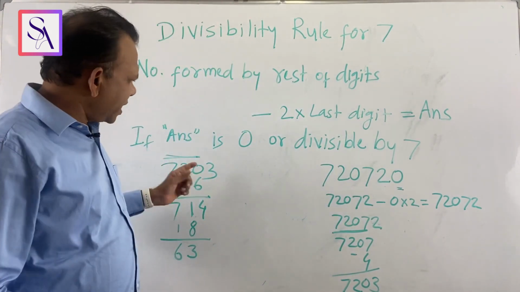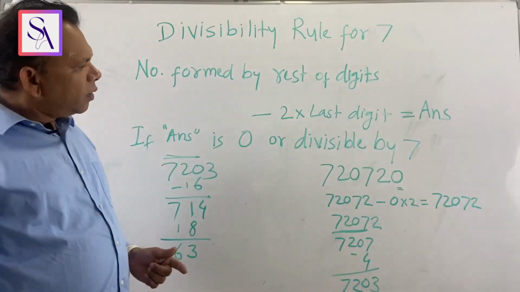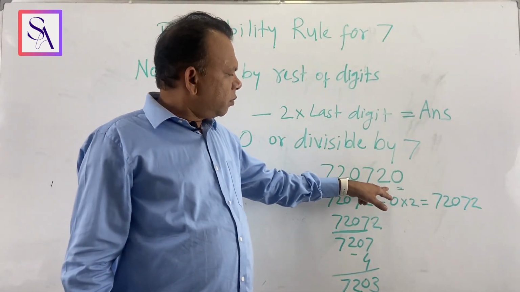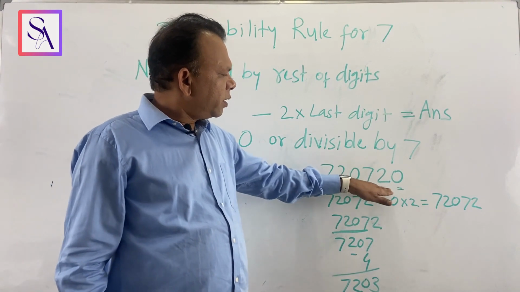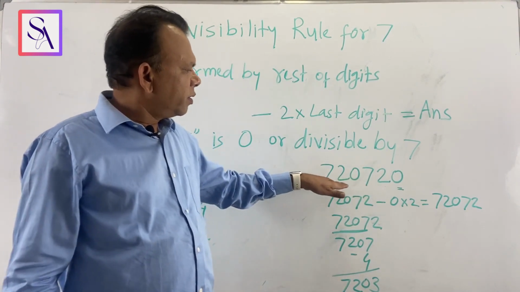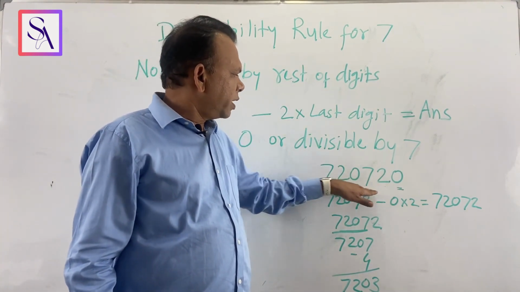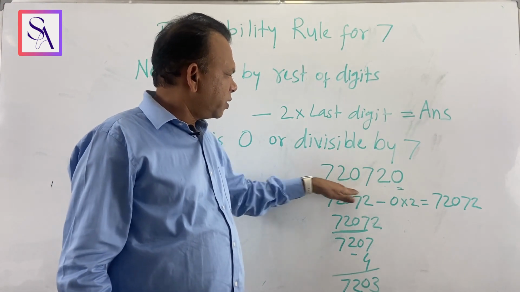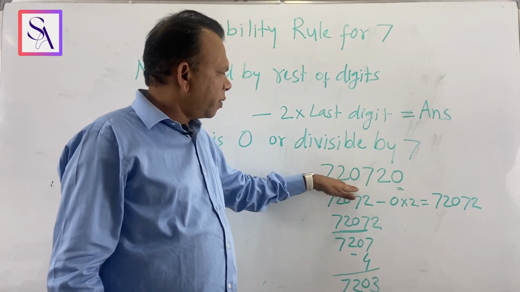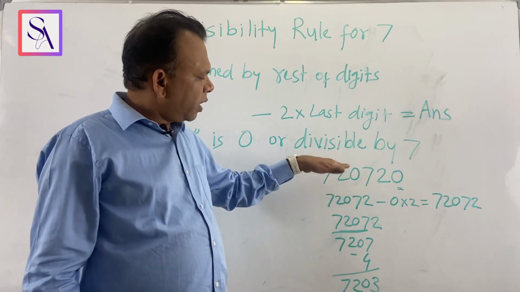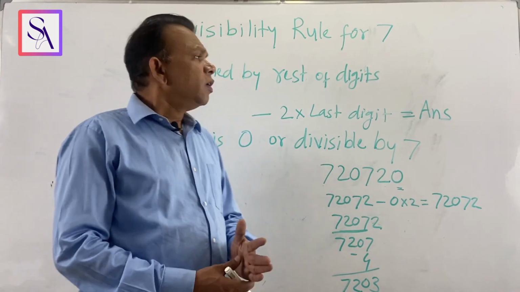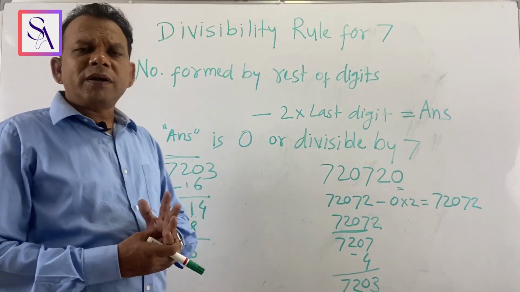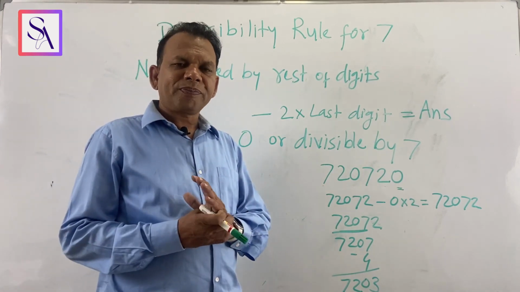So you have to repeat that process. So this number will be shortened: first 720720, then it will be 72072, then 7207, 720, then 72, and then you will get the answer. This rule is a little bit tricky.